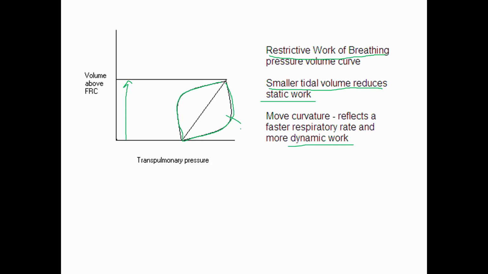So people with restrictive lung disease, like tuberculosis, like fibrosis, like pulmonary edema, they're going to take tinier breaths and they're going to breathe faster. They are minimizing their static work, which is their problem. They're going to maximize their dynamic work, which is not their problem.